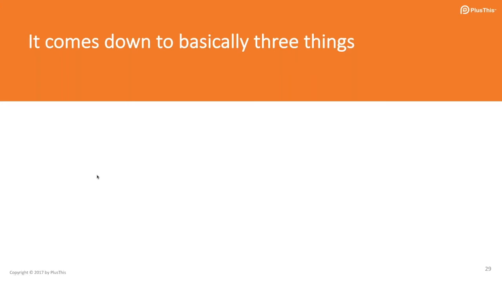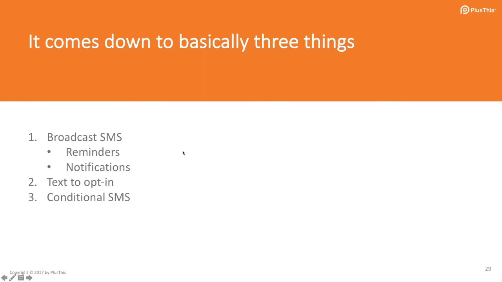But what we found when we break this down is it comes down to three things that most people want to be able to implement with SMS. The first one is broadcast SMS, being able to do things like reminders, notifications, that kind of stuff. The second thing was text opt-in, like you saw there. And the third thing is conditional SMS, that ability to automate your text messaging, but create different paths based on the responses that people send in. Is that covering most of your use cases? If you have other use cases, feel free to chime in here and I'll be able to get that too.